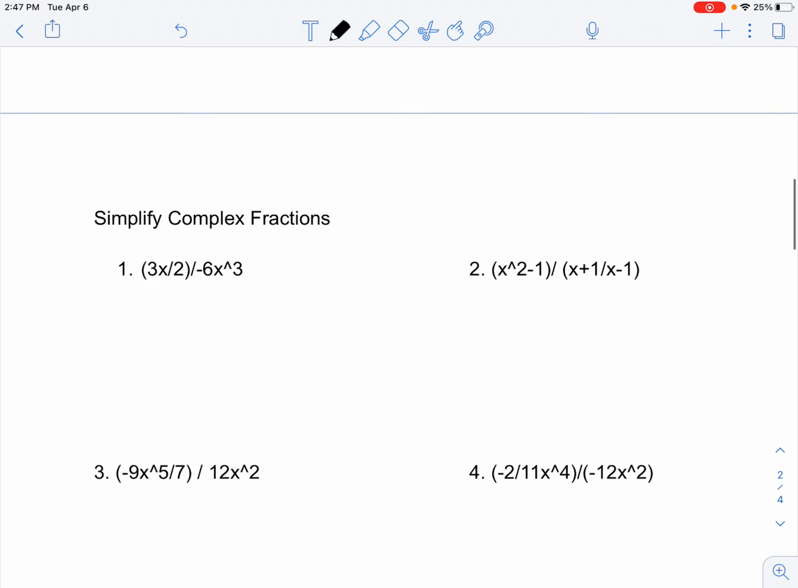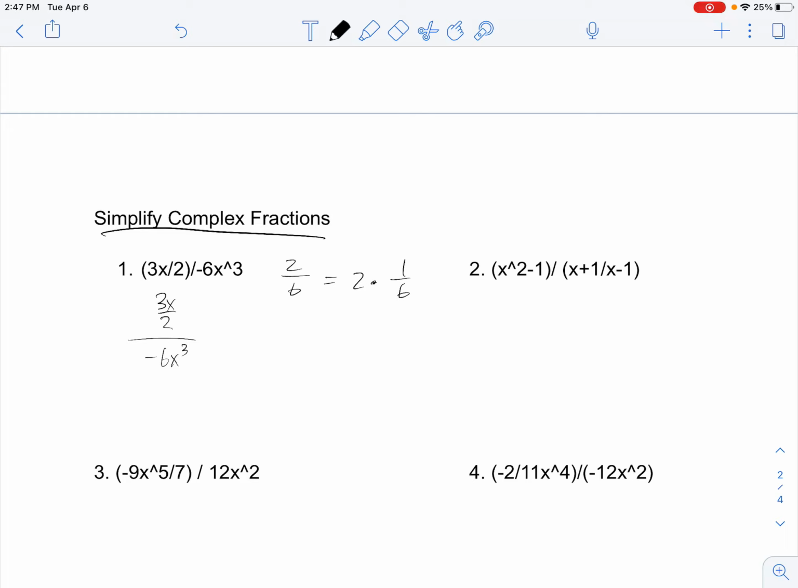Moving on. Simplifying complex fractions. This is just a review. We have 3x over 2 over negative 6x cubed. Now, when you're dividing a number by a number, you can also write it as multiplying by its reciprocal. So for example, if I was to say 2 divided by 6, I could also say 2 times 1 over 6. That 1 over 6 is the reciprocal of 6, and I could just multiply that to 2 to get the same result as if I were to divide 2 by 6.